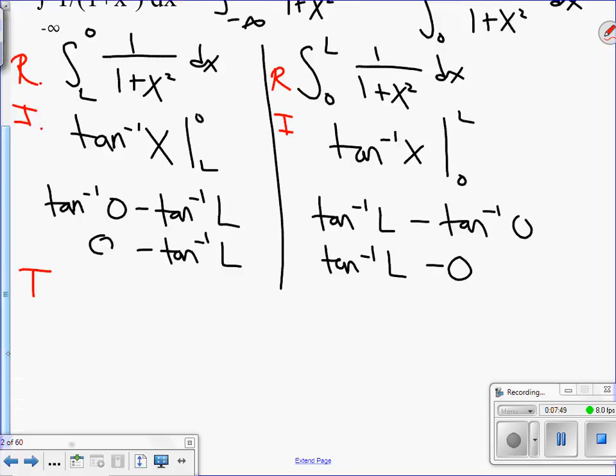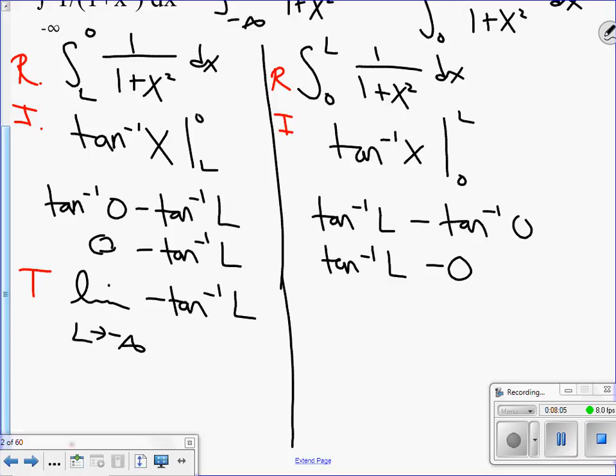Okay, so we're going to take the limit. For the one over here, L was approaching negative infinity. I'm not going to write the zero minus; it's just negative tan of L. And the other one, we have the limit as L approaches positive infinity, and here we have just the inverse tan of L.